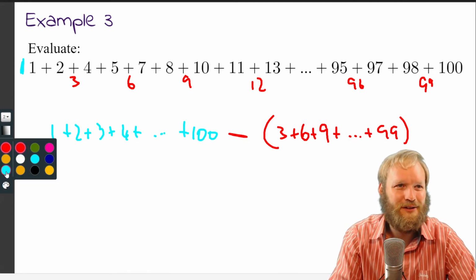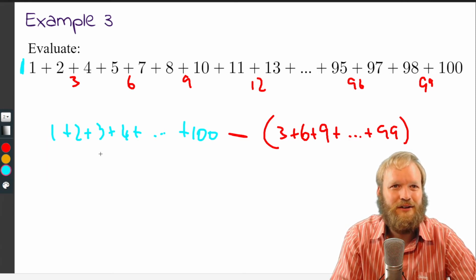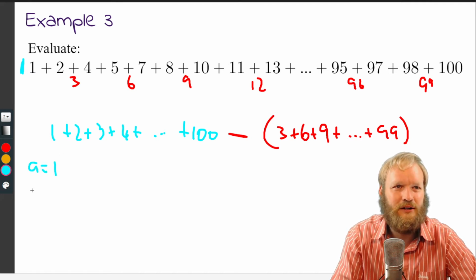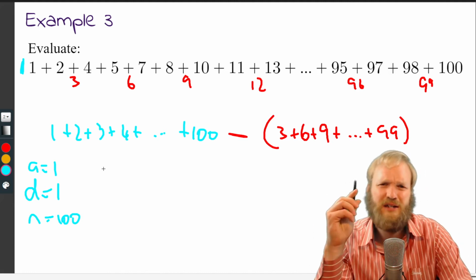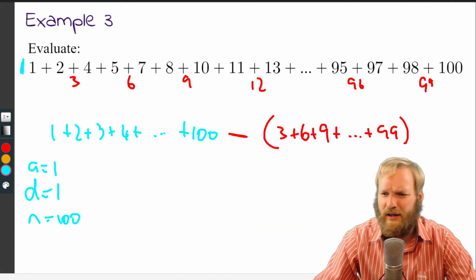Okay, well, let's see. This here, we can see that a equals 1. Our constant difference is 1. Our n, we don't have to substitute into a formula. We can read off that there are 100 of them. So for here we know that Sn equals, what does Sn equal again?